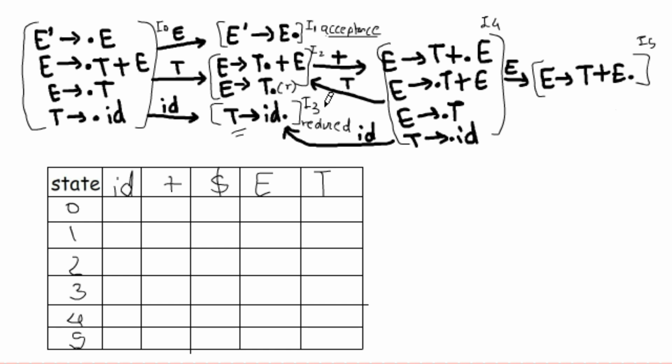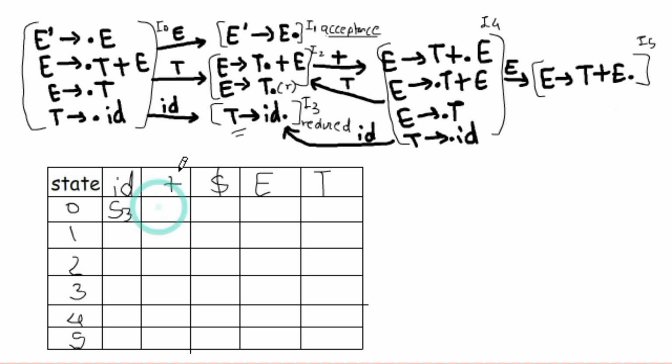This is item number 3, and if there is item number 3 and this is a terminal symbol, you have to write S3, which basically means that state 0 went to state 3.